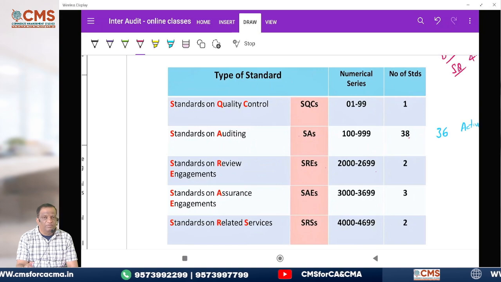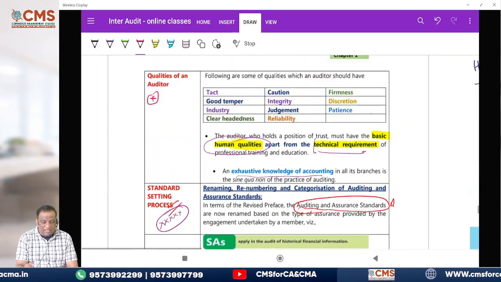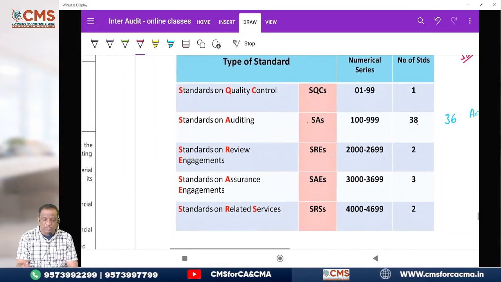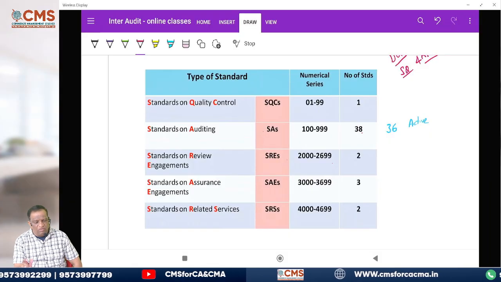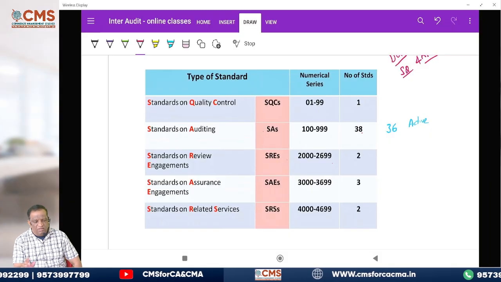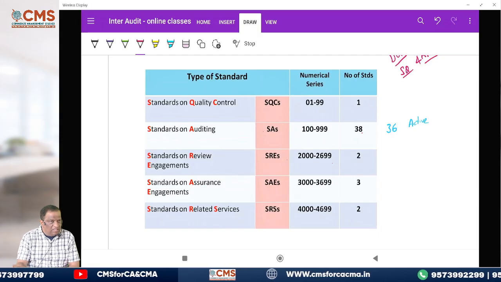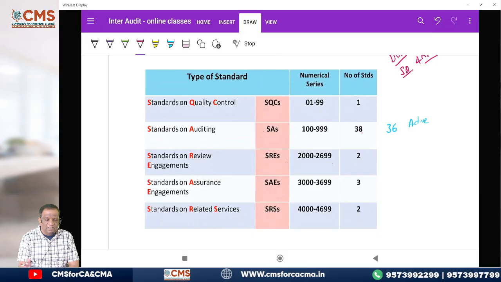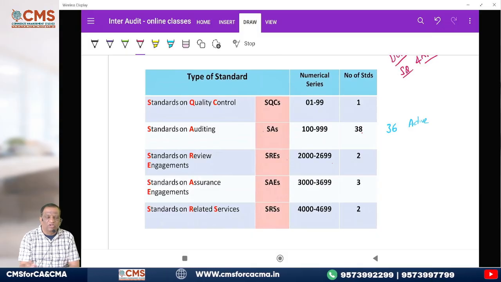So he will ask you about the standard setting procedure and what are the types of assurance standards. There are 5 types of assurance standards. Now, one more had come, SQM and all that, but let's not get too deep into it. So there are 5 types: SQCs, SAs, SREs, SAEs and SRS. All these abbreviations come from the first words of what we have colored in red here.